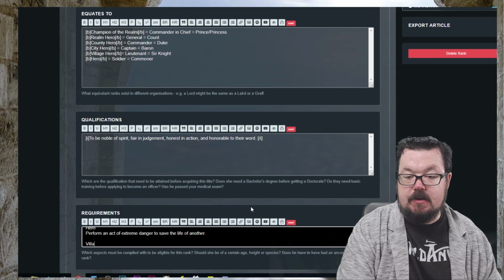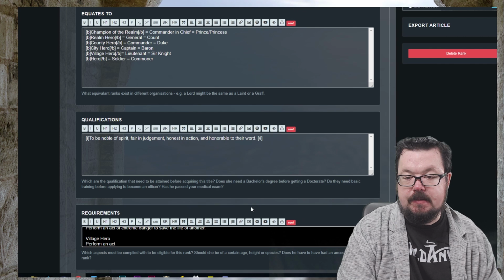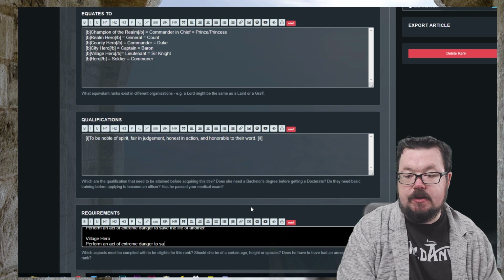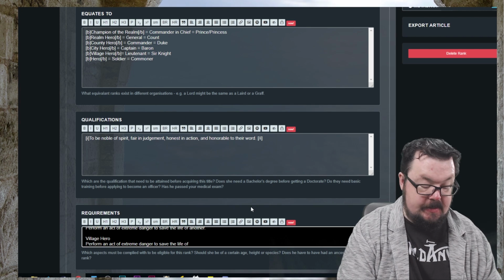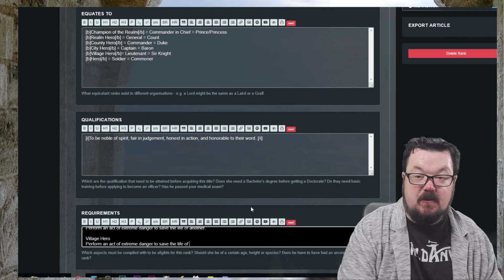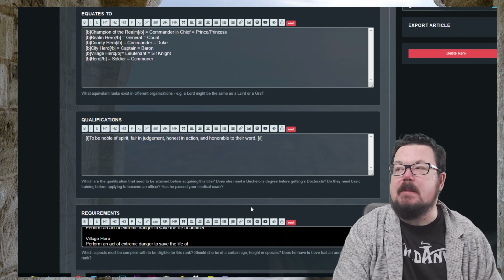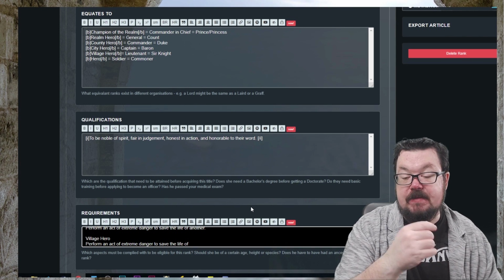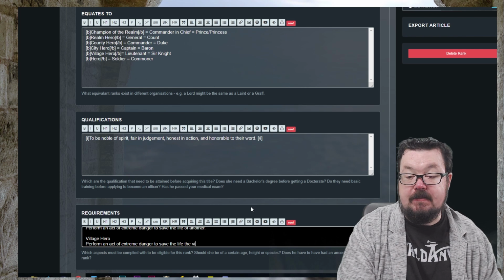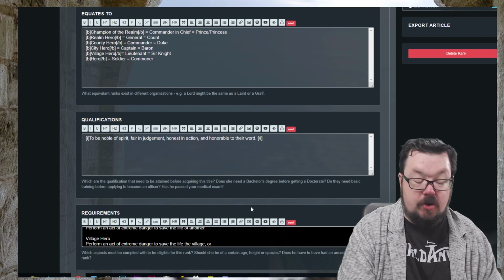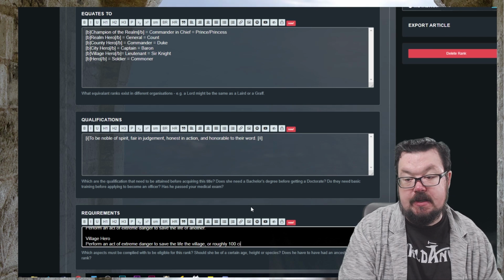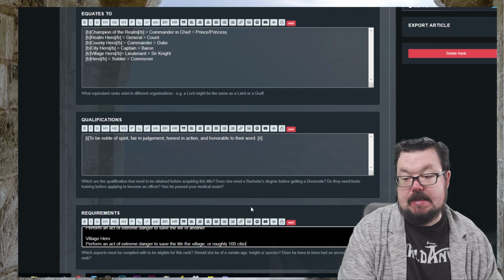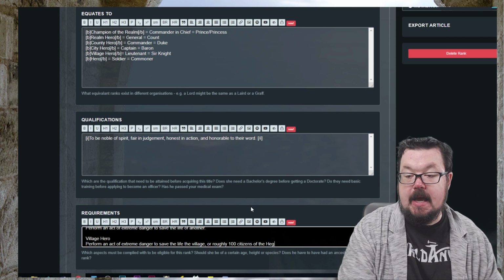Now, a village hero is perform an act of extreme danger to save the life of 5 people, 10 people. How many people are worth a knighthood? To save the life of the village, or roughly 100 citizens of the hegemony.